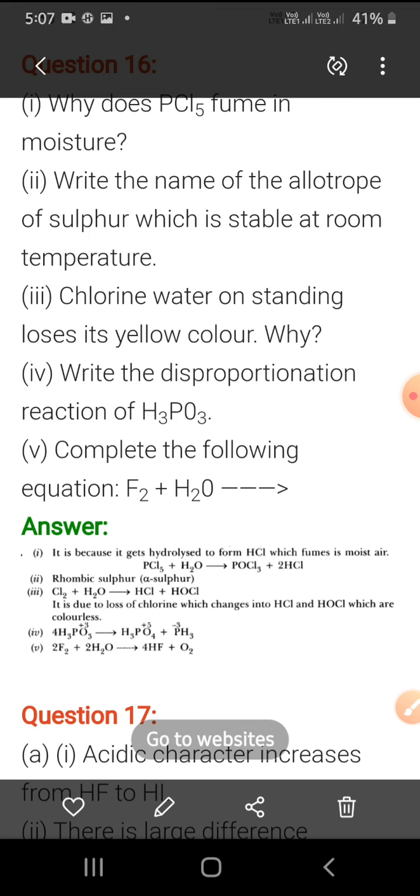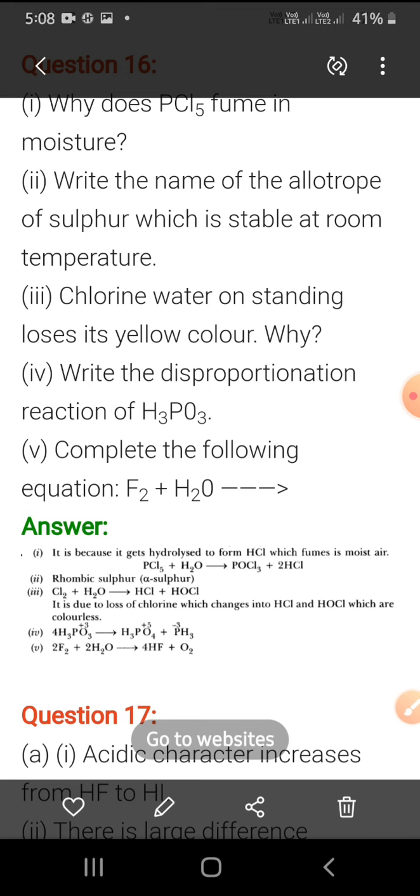These questions are very important from an examination point of view and you will get an idea of how the questions will be asked from this chapter. So the first question is, why does PCl5 fume in moisture? PCl5 fumes in moisture because it forms hydrochloric acid and this HCl produces fumes. The reaction is given: PCl5 plus H2O will give you POCl3 plus HCl.